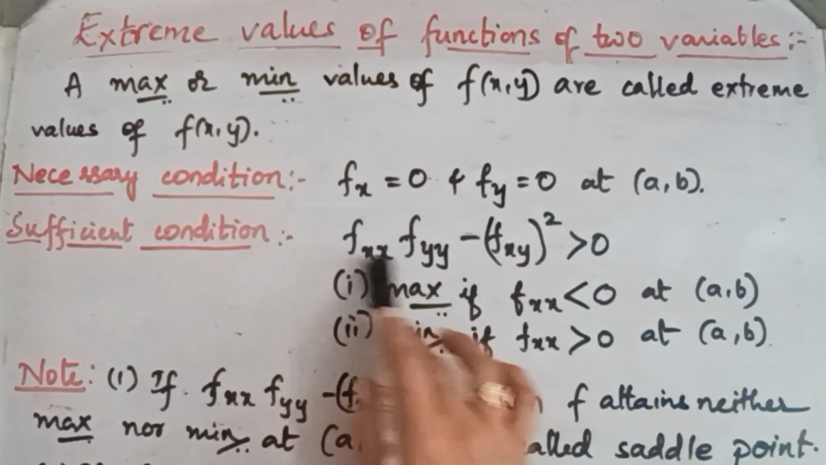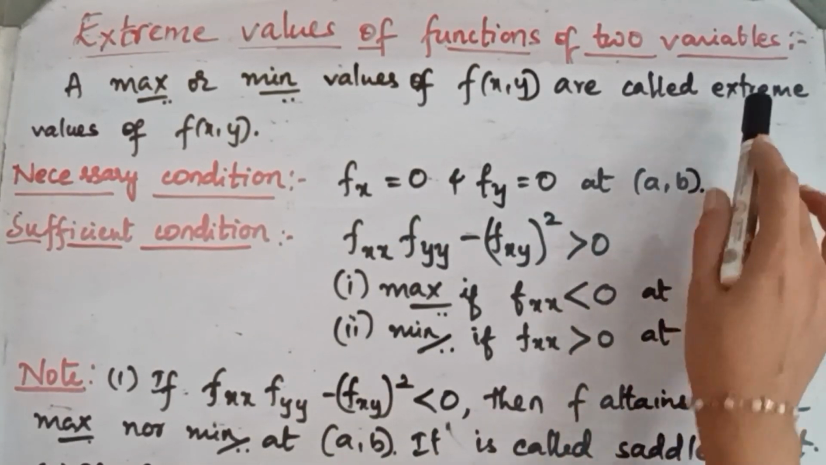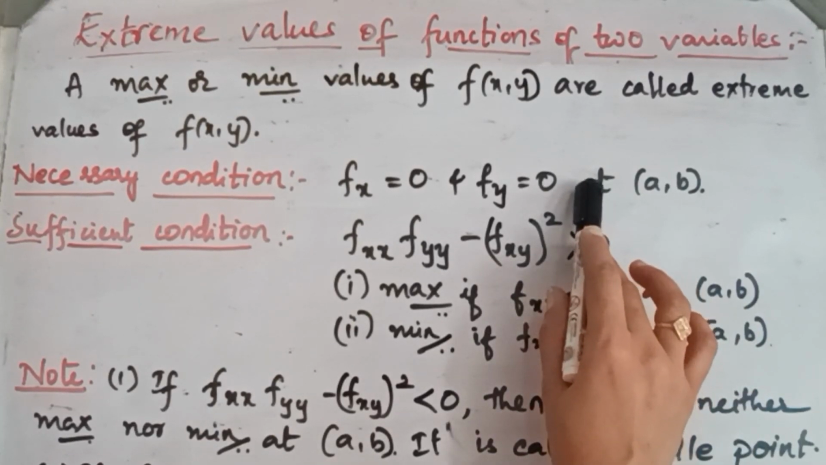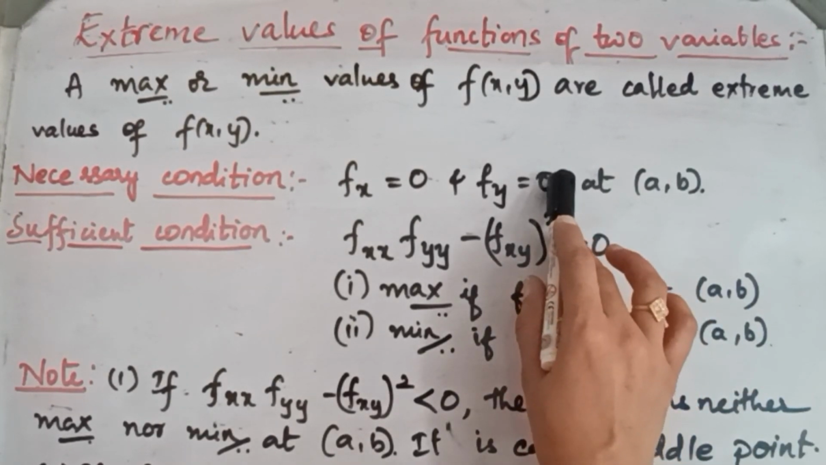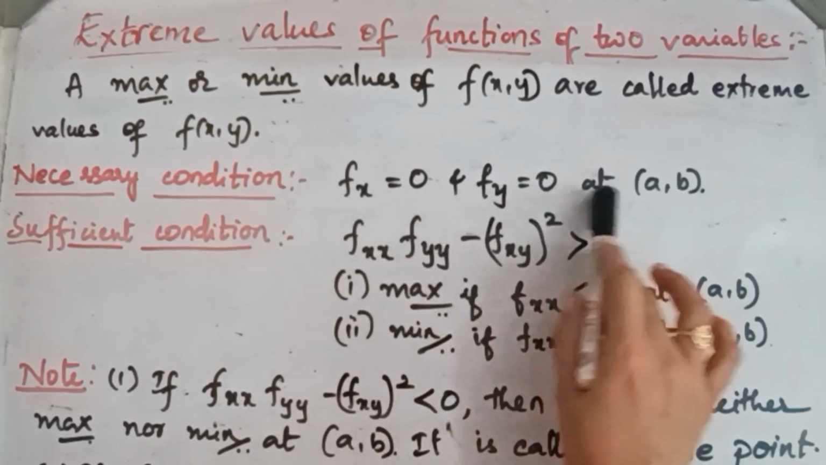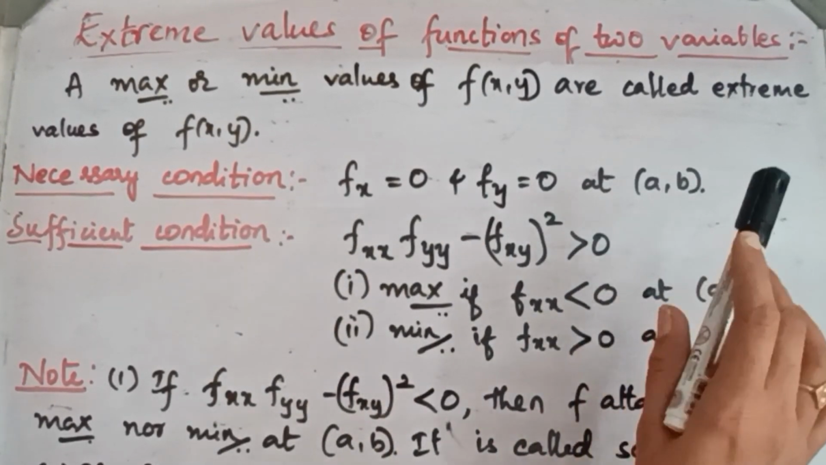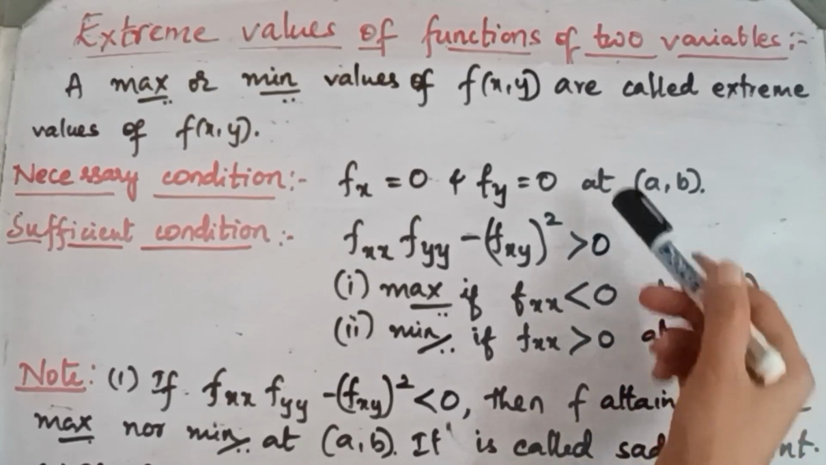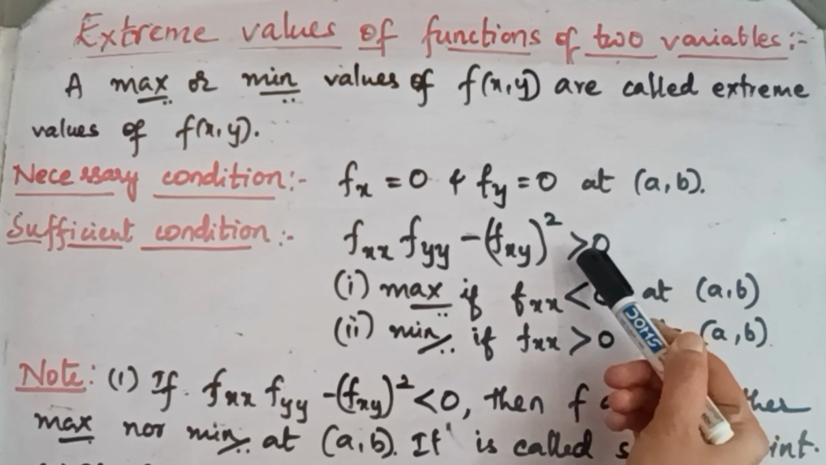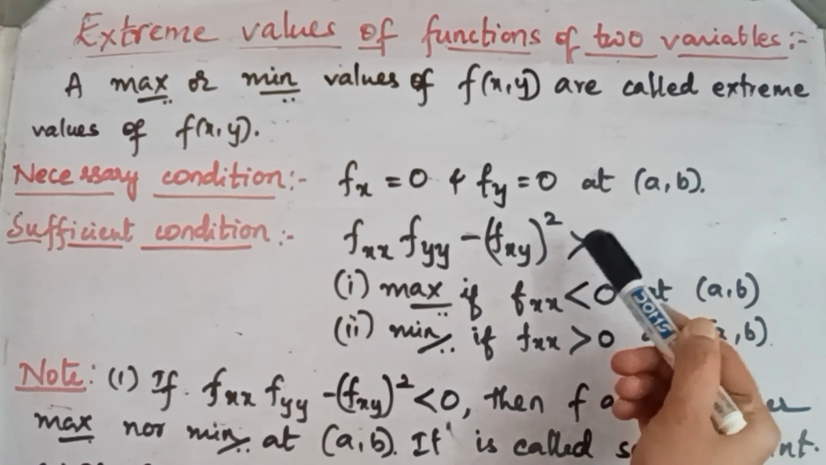So this is the main condition for the given function to have an extremum. The first condition gives you the necessary condition. If this itself fails, then there is no maxima, no minima. But if this is satisfied, you can't conclude that there exist maxima and minima. You have to further check by applying this condition. It should be positive to have an extremum.